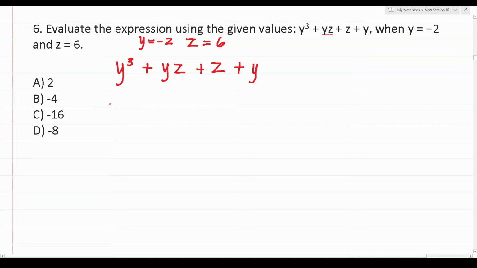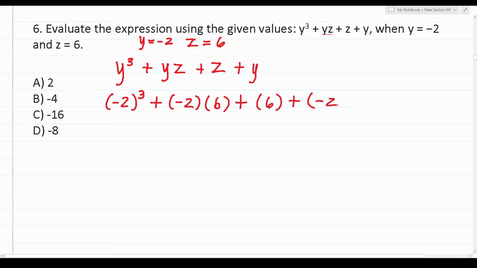So y to the third is the same as negative 2 to the third plus, again, y is negative 2, so this is negative 2 times z is 6 plus z is 6, so this is plus 6. And then plus, again, y is negative 2, so this is plus negative 2. All right, so now that we've done that, we have this expression with nothing but real values. And if you need help deciding how to simplify this, you're always going to follow the order of operations.